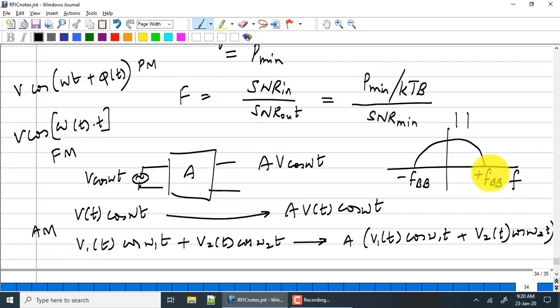Now, if you take any modulated signal, different types of modulated signals exist. If you take a particular type of modulated signal that you have decided to use for your communication, for a certain bit error rate, you can find out the minimum signal to noise ratio, which is normally specified by the standard.